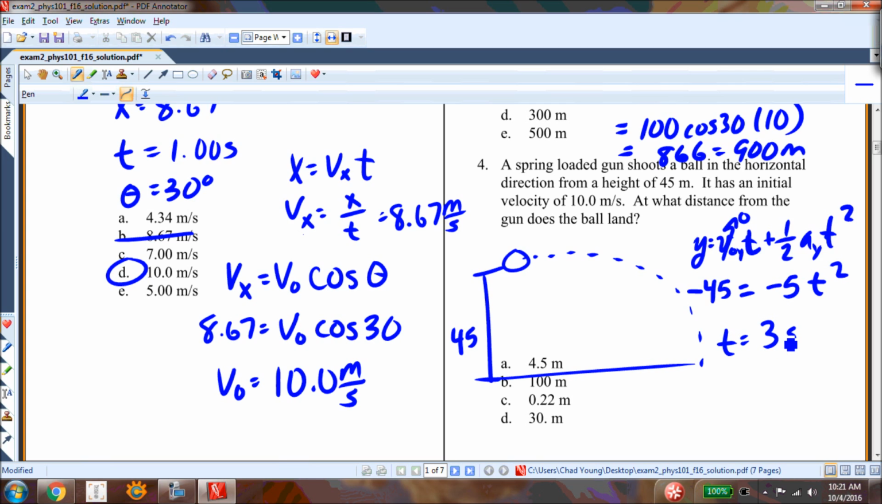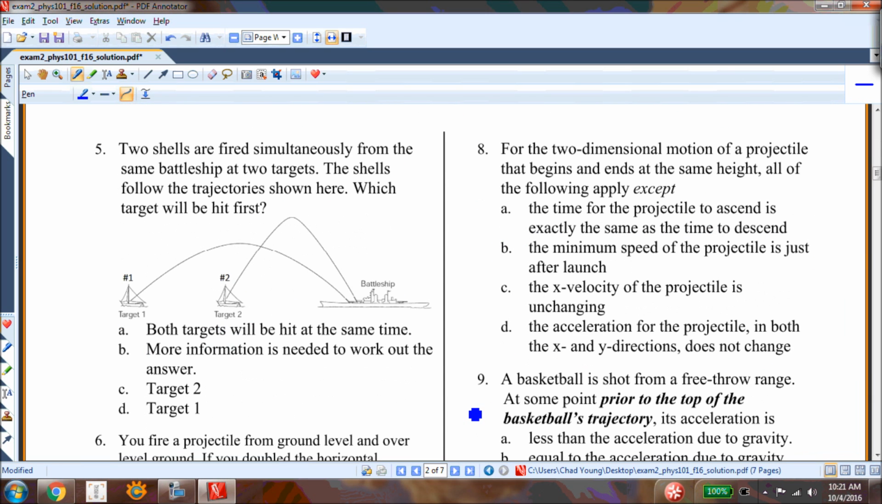I want to know at what distance it lands. Well, it travels at 10 meters per second times 3 seconds. So it must be 30 meters. D is 4. Two shells are fired simultaneously. Which target does it hit first? It hits this one first because the y displacement is less, so it has less hang time.